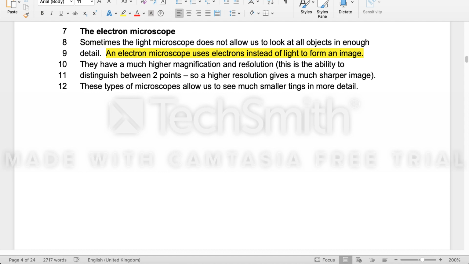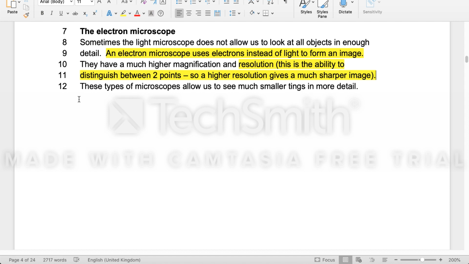I want you to highlight this section right here because this is a definition that you need to know. This is very important. Resolution is the ability to distinguish between two points. So a higher resolution gives a much sharper image.